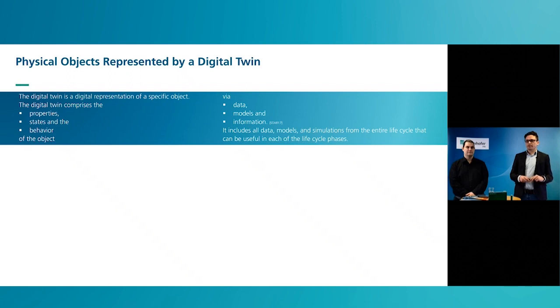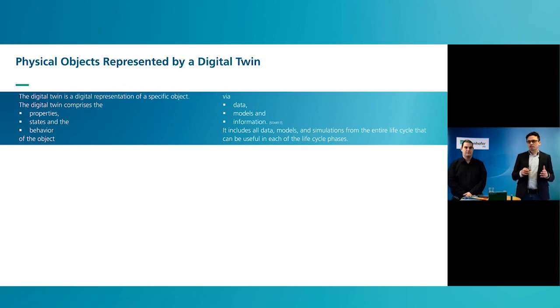One other thing that the twin does is that it includes data, models, and simulation from the entire life cycle that can be useful in each of the life cycle phases. And this already brings us to the question of what use case you want the twin to be developed for. Depending on your use case, you have other data, other models, other simulation that you put into your twin because it's necessary for your use case. So a twin might be developed for a predictive maintenance case. You want to be able to predict how long your element in the machine will last. If you set up a twin for this, then you have simulations that focus on your tools, on your element, on the toolware, etc.